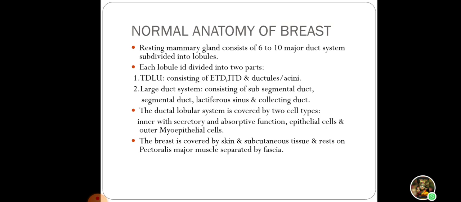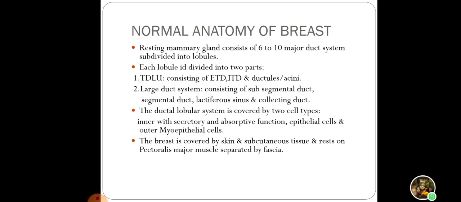Now coming to the topic of the breast: normal anatomy of the breast. The resting mammary gland consists of 6 to 7 major duct systems subdivided into lobules. Each lobule is divided into two parts. One is the TDLU, consisting of the extralobular terminal duct, intralobular terminal duct and ductules or acini. The other is the large duct system, consisting of subsegmental duct, segmental duct, lactiferous sinus and collecting duct.